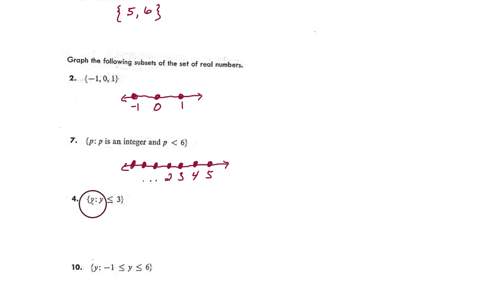Number 4, graph all numbers y such that y is less than or equal to 3. This time, nothing tells us we're restricted to integers. We're going to show all real numbers less than or equal to 3. Here's where 3 is. Because this says y can equal 3, you use a closed dot, not an open dot. Then you shade over all numbers less than 3. That would mean shading to the left. Shade the arrowhead to show that it continues forever.